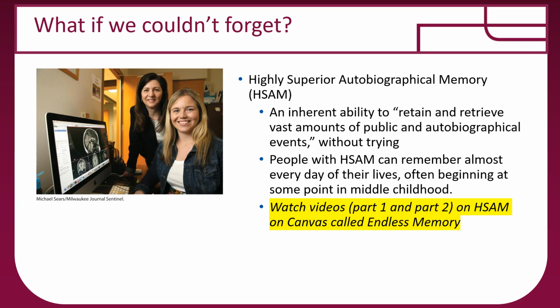What if we couldn't forget? There is a theory that we have to forget, that if you think about it, we forget most of what we've experienced. We forget the details of the majority of our life. And there was a theory that we had to do that, or our brain would get cluttered and we wouldn't be able to think. It would just be too much, that we have to forget information that isn't important. However, there are people who don't seem to forget anything, people with what's called highly superior autobiographical memory. They retain almost everything in their memory, and their minds are not cluttered.